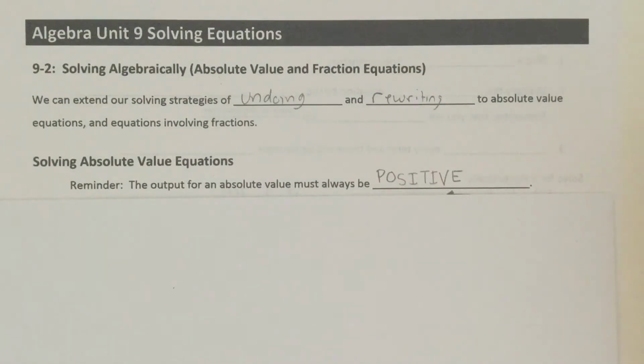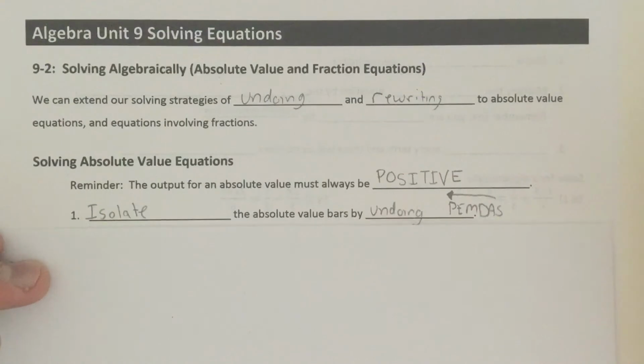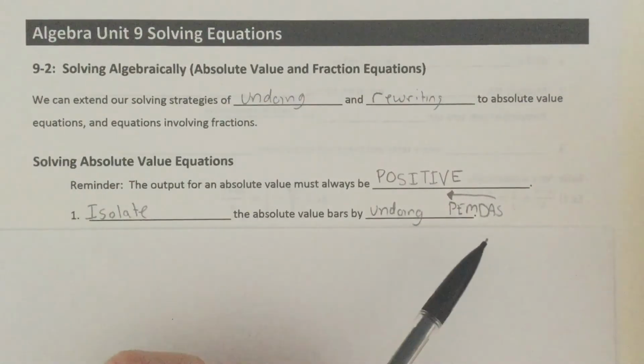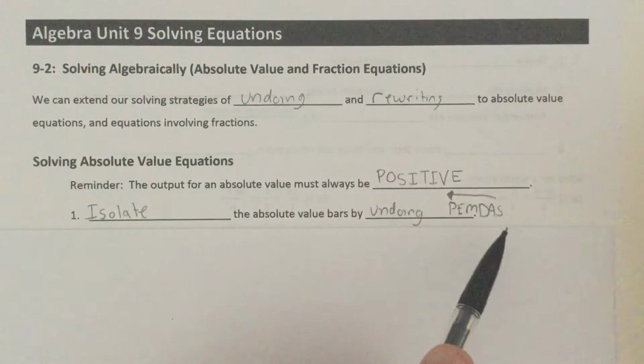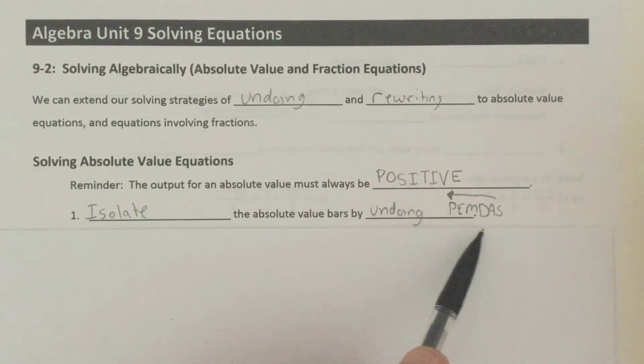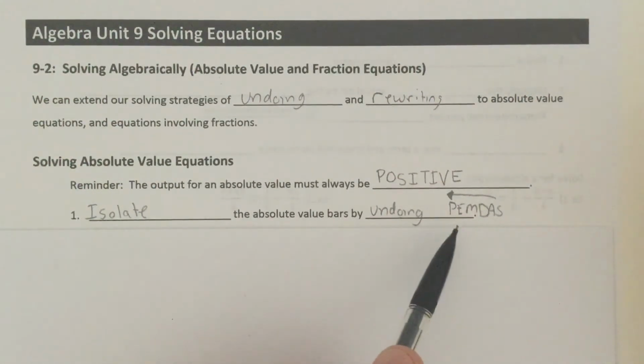Just remember that the output for an absolute value must always be positive. So the right side is always positive when you have just the absolute value. So step one is to isolate the absolute value bars. And the way you're going to do that is with the undoing strategy that we learned last time. And again, that is PEMDAS backwards. So you undo addition, subtraction first, undo multiplication, division next, and then undo exponents, and then last undo parentheses.